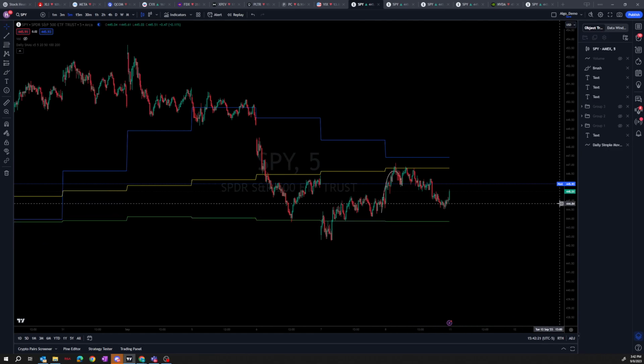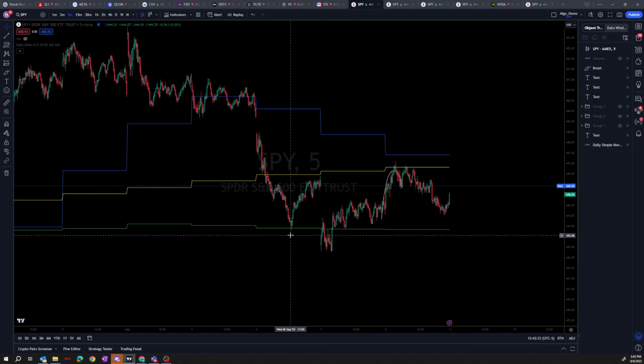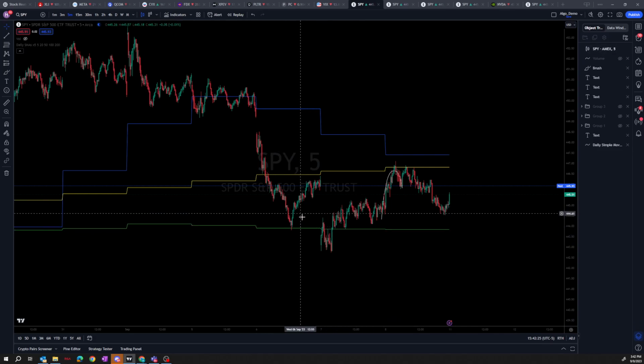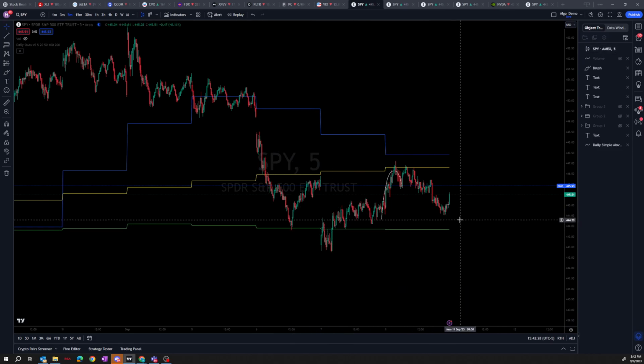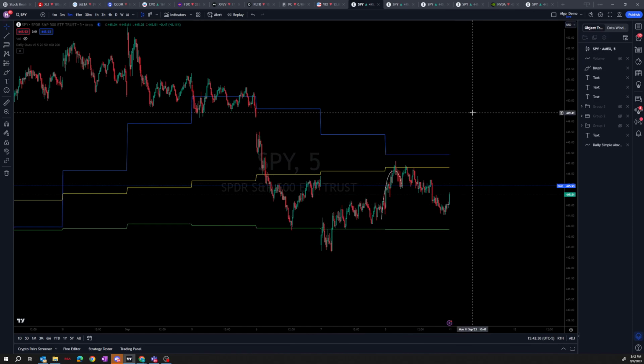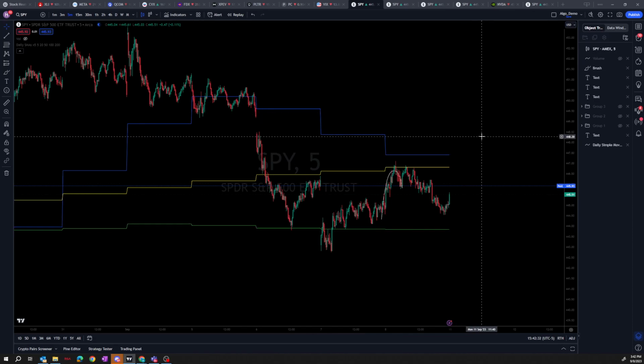So what we could possibly see here is we might have an inverse head and shoulders, right? We have a left shoulder, a head, and potentially a right shoulder right here that could break us out possibly next week. Next week could bring a lot of volatility. We'll see what happens there.